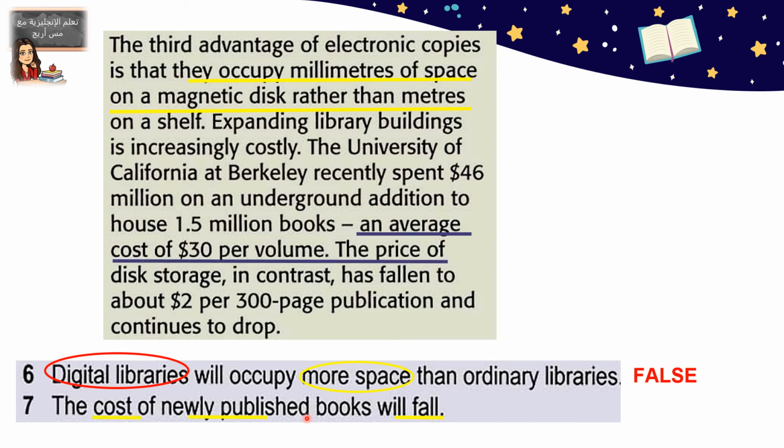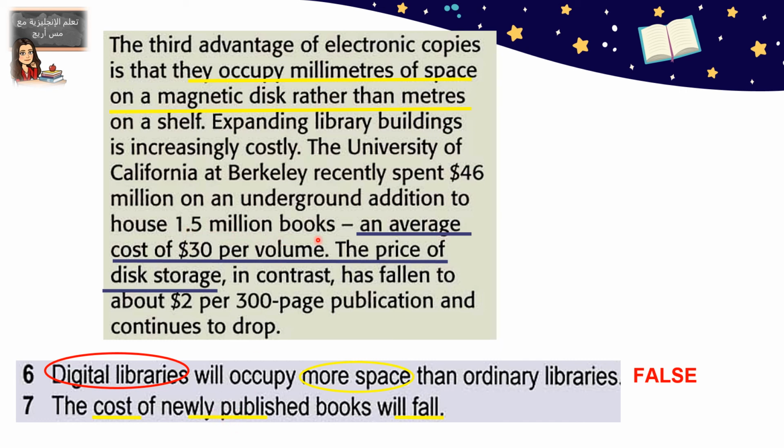I found something that talks about what? About the cost. It's in dollars. Let's read. Here we also have cost. I read: The University of California at Berkeley recently spent $46 million on an underground addition to house 1.5 million books. So they spent 46 million dollars to build an underground building to house 1.5 million books. Did they talk here about publishing?